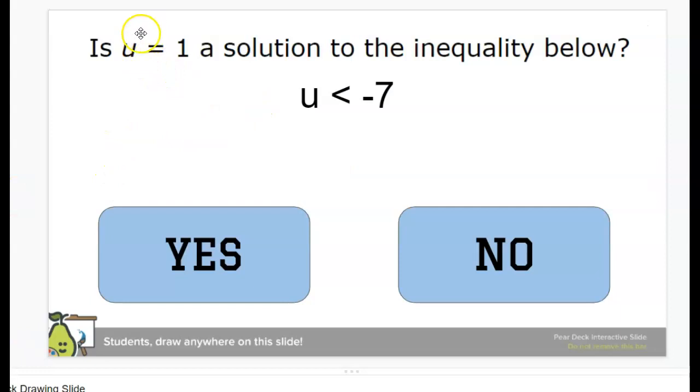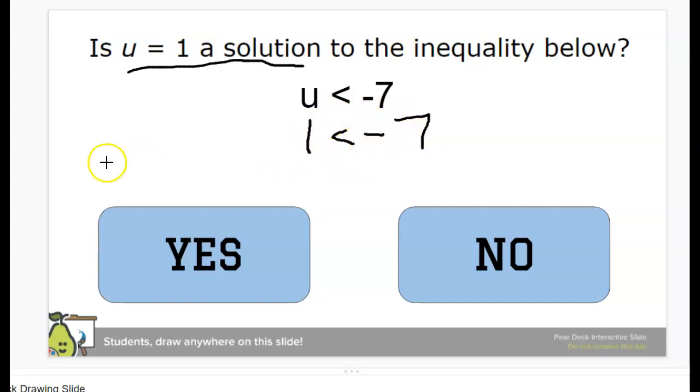So this one says, is U equals 1 a solution to the inequality below? So in this case, what it's asking for is, can this be true? If I plug this in or I substitute it, will this be true? So I actually am going to do that. And then I have to read it. So I know a lot of times y'all read this as like, oh, it's the alligator. No, I need you to be able to read it too. So it says 1 is less than -7.